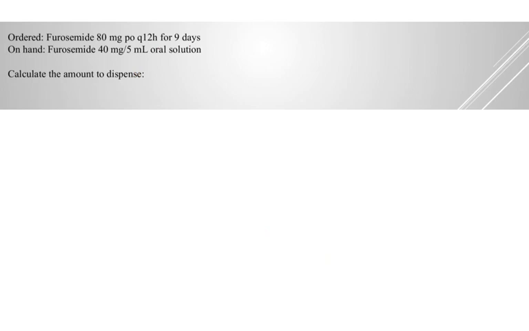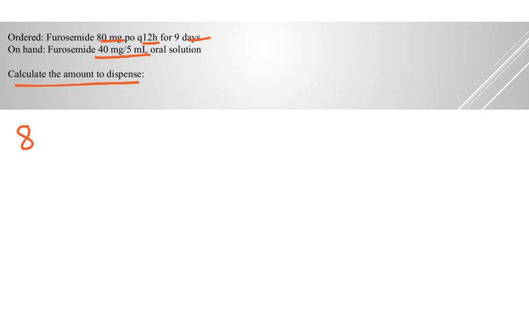For this one, he's getting 80 milligrams every 12 hours for 9 days. And what you have on hand is 40 milligrams per 5 mLs. You can technically do this in 2 different ways. Honestly, when I do this, I go ahead and take how much medicine per dose times how many doses per day times how many days, because all you're doing is finding out how much medicine you're going to give.